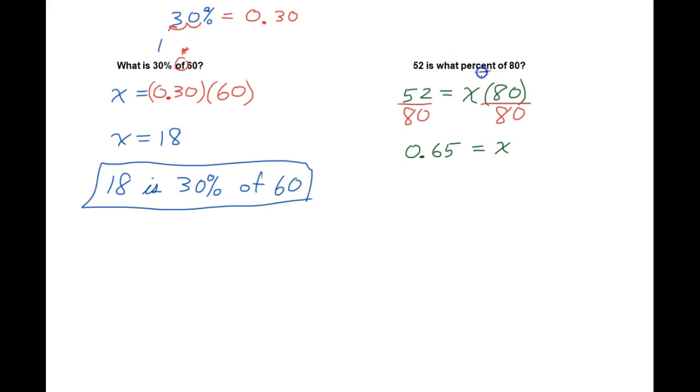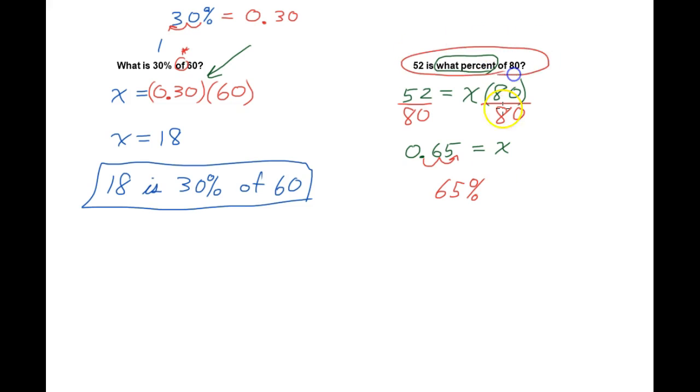Now, x is as a decimal. Notice that we put the percent as a decimal here in the equation. So when you put a percent in an equation, it is as a decimal. So to convert this back to a percent, we can take that decimal point and move it 2 places to the right now. And so we can say 65% is our answer.